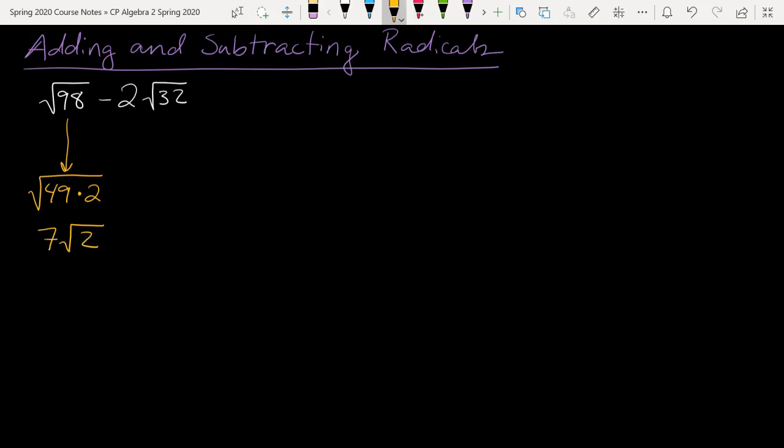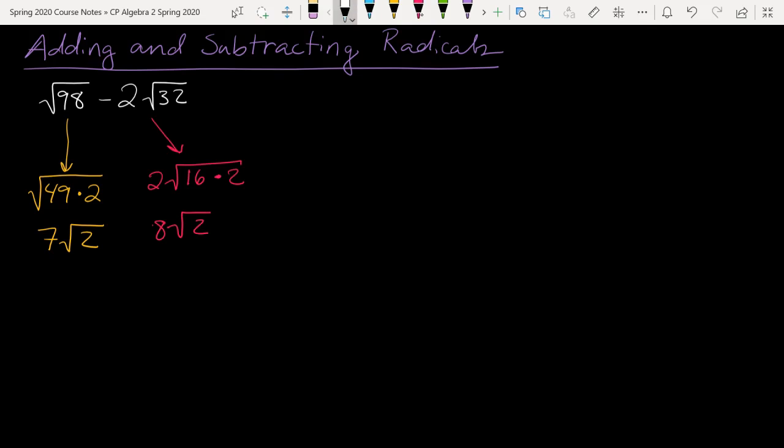Let's look at the other expression. Well, 32 is 16 times 2. And 16 is 4 squared, so we can actually pull a 4 outside that radical as well. That'll give us 8 on the outside, with 2 on the inside. Now we actually have like radical expressions.